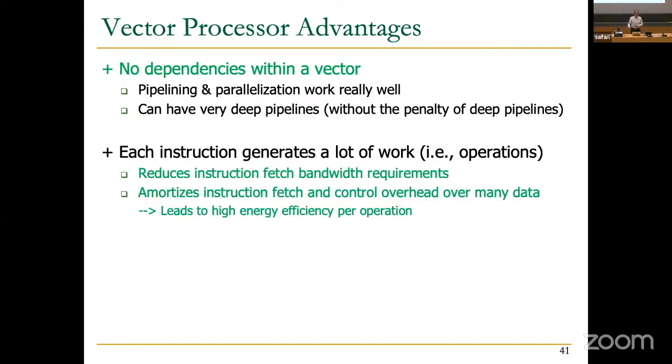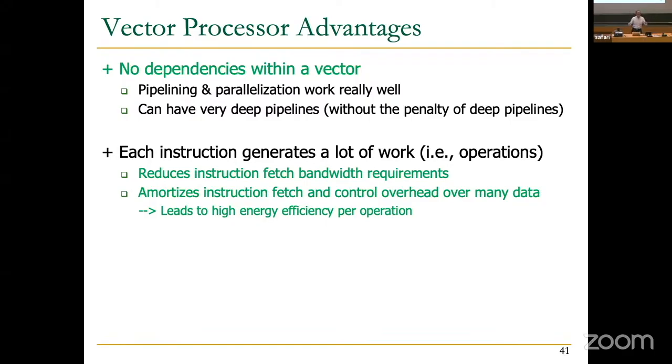Each instruction generates a lot of work, lots of operations, basically. And as we discussed earlier, this reduces the instruction fetch requirements. You don't need to fetch and decode an instruction for every operation. You can amortize the cost of fetch and decode across lots of work, essentially. And this actually leads to high energy efficiency per operation. And if someone asks you why are GPUs energy efficient, this is the main reason, basically. They can amortize the cost of lots of operations across a single control, let's say.